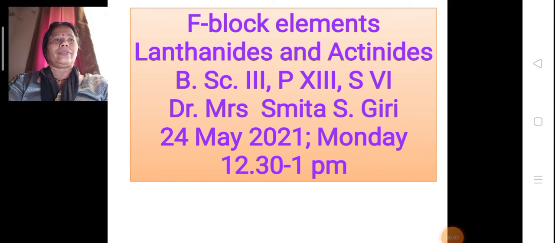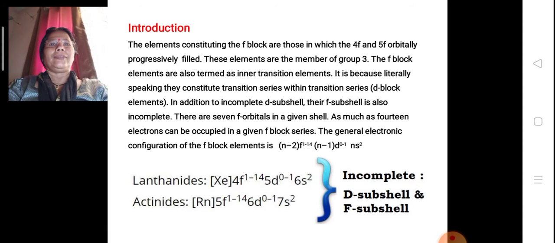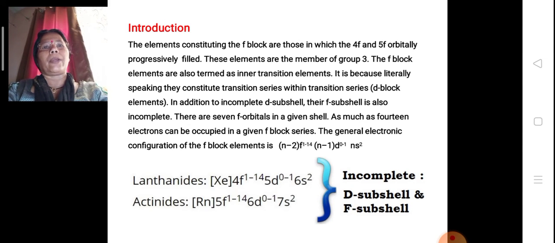Very good afternoon. Let us see the next part, the lanthanides and the actinides, which are the f block elements. The elements constituting the f block are those in which the 4f and 5f orbitals are progressively filled. These elements are members of group 3. The f block elements are also termed inner transition series because, literally speaking, they constitute a transition series within the transition series, that is, the d block elements.